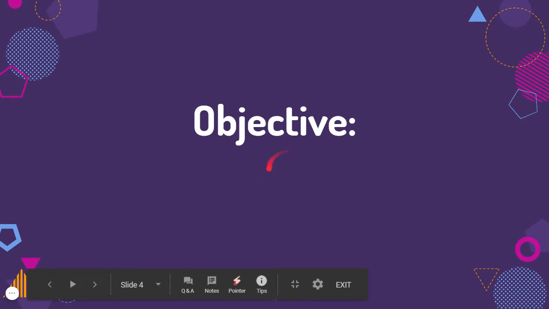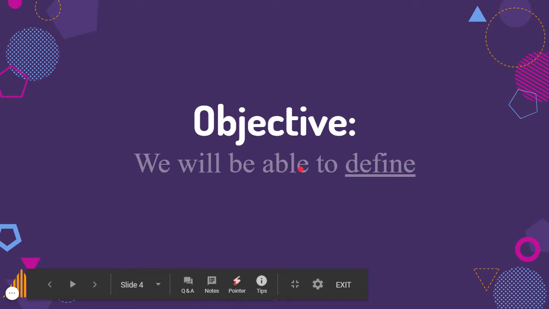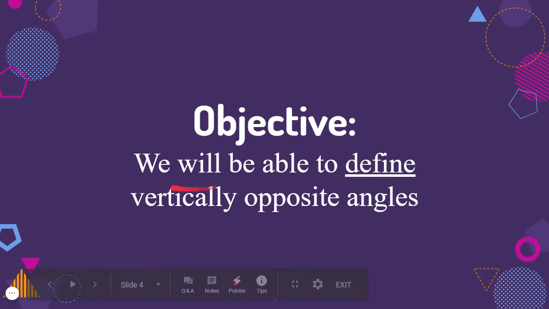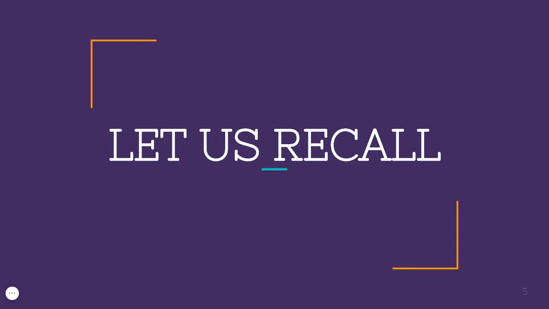Let us look at the objective for today's class. The objective is we will be able to define vertically opposite angles. You can pause this video now to write this in your notebook. Let's come back and now we can start our class.